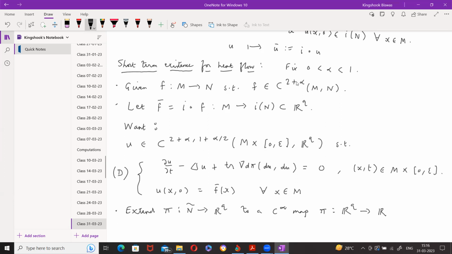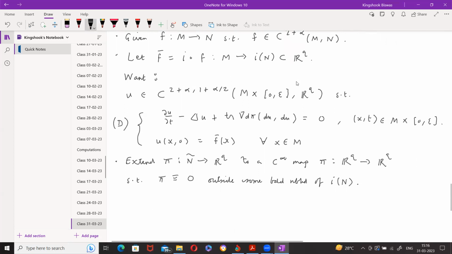okay, such that pi is identically constant equal to 0 outside some bounded neighborhood of I of n. Okay, so how can I do this? I just take my map pi and multiply it by a bump function, right? Which vanishes outside a small neighborhood of I of n. Is that clear?